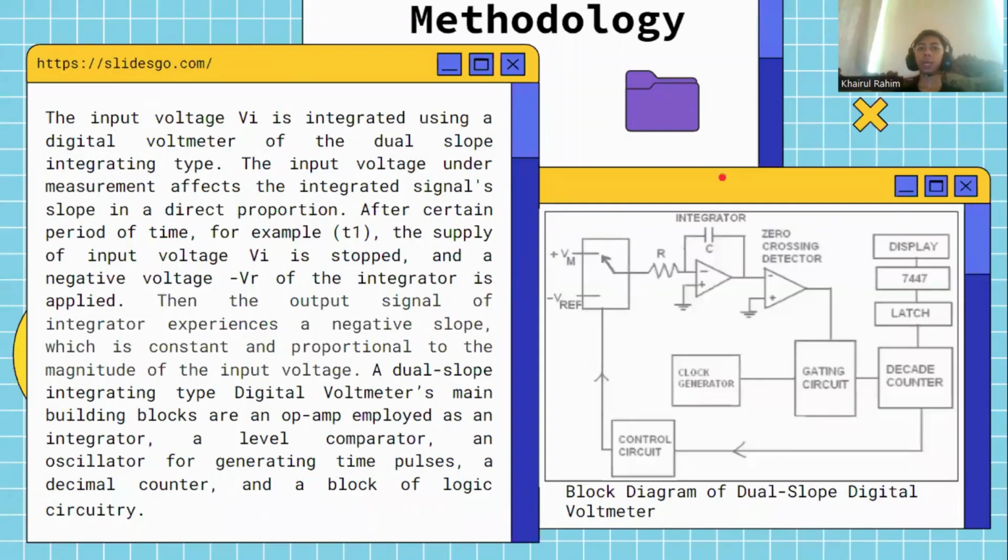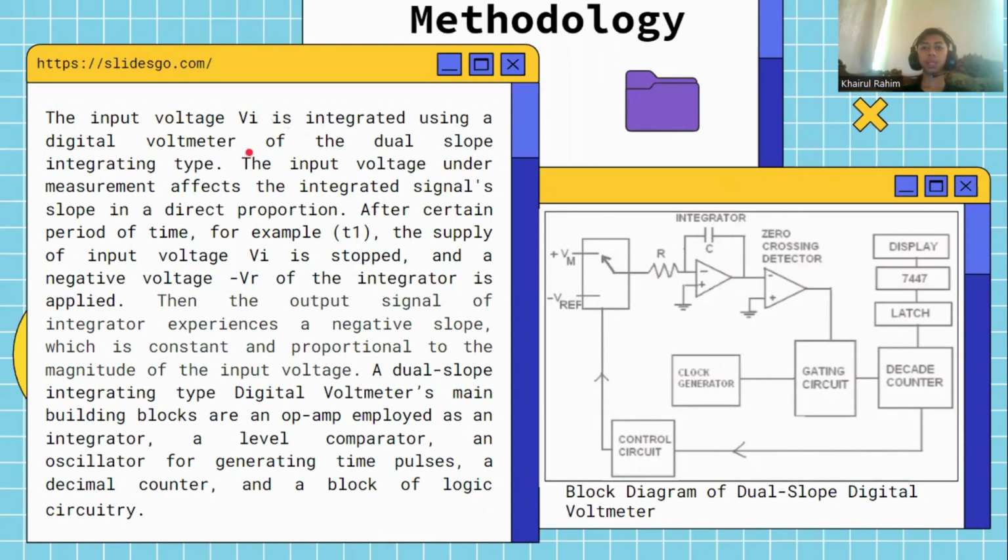Hello, my name is KHAIRUL and for my part, I will explain about the methodology. As we can see here, we have a block diagram of dual slope digital voltmeter, which consists of a bunch of components in it. The input voltage Vi is integrated using a digital voltmeter of the dual slope integrating type. So basically, the input voltage Vi we supply will be integrated by the digital voltmeter of the dual slope.